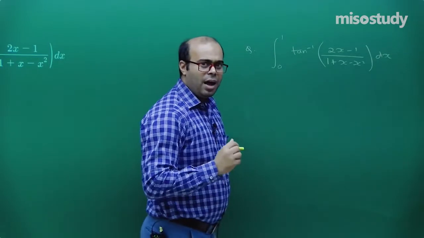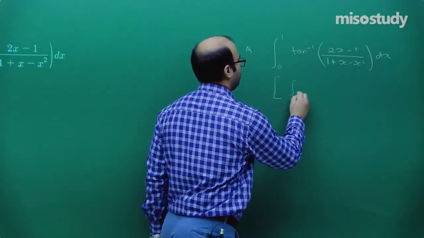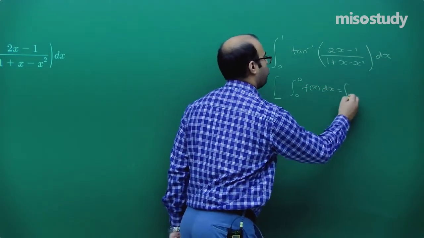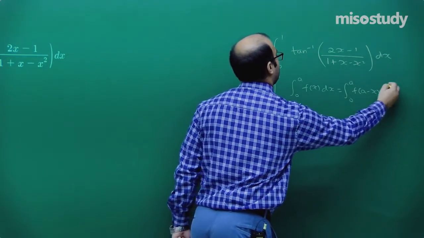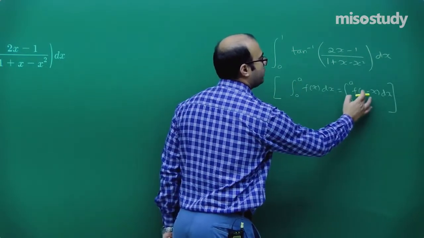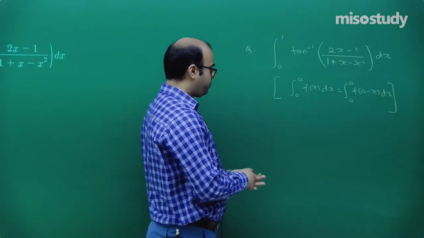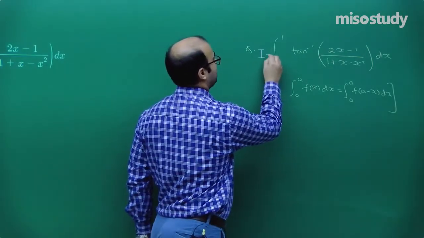We remember a property which we studied in definite integrals. It says the integral from 0 to a of f(x) dx can be written as the integral from 0 to a of f(a minus x) dx. Its general case was from a to b, and this becomes f(a plus b minus x) dx. This is a specific case which we also studied as a property. So, let us consider this integral as I.